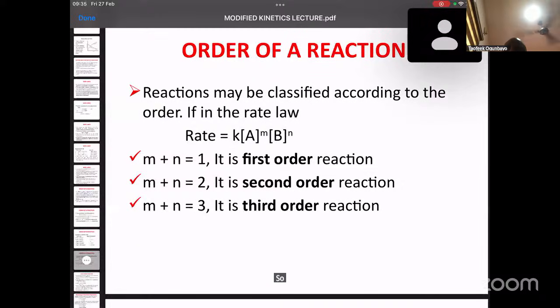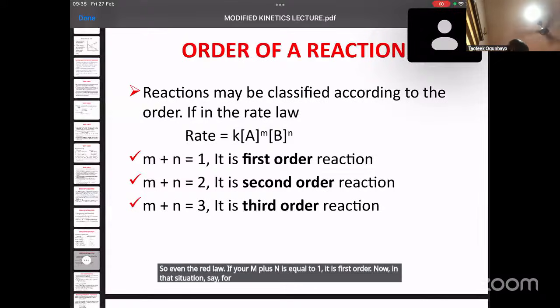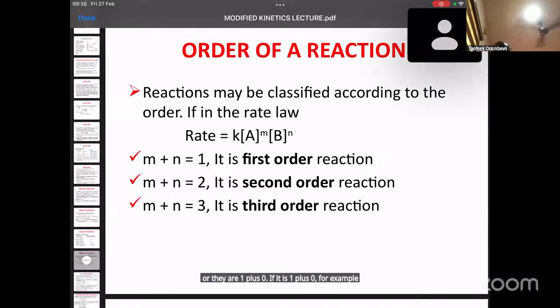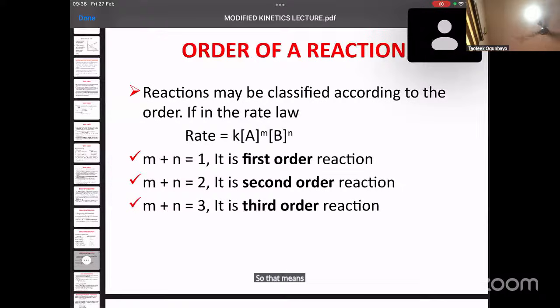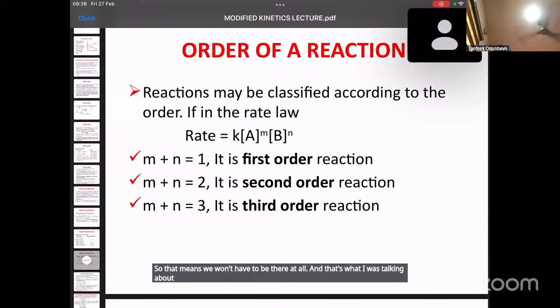So if in the rate law your m plus n is equal to 1, it is first order. Now in that situation, it means either your m and n are both a half, or they are 1 plus 0. If it's 1 plus 0, for example, if your m is equal to 1 and your n is equal to 0, that means B is going to be completely missing. So that will be B raised to power 0, which means you won't have B there at all. And that's what I was talking about: you can actually have a situation where a reactant is present in your equation, but it's going to be completely missing in the rate law. We'll talk about that kind of situation.